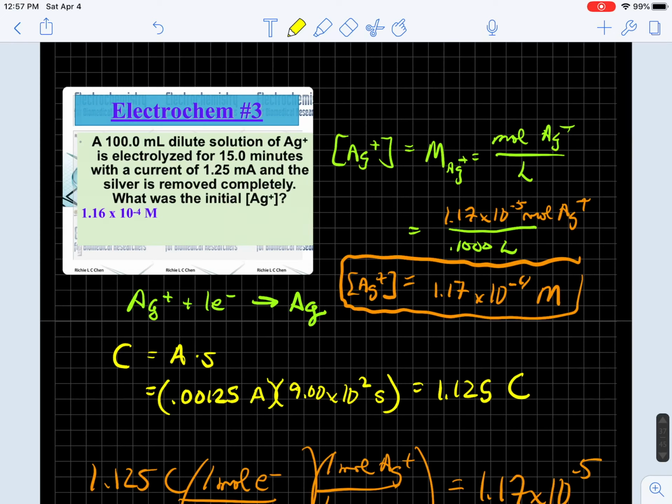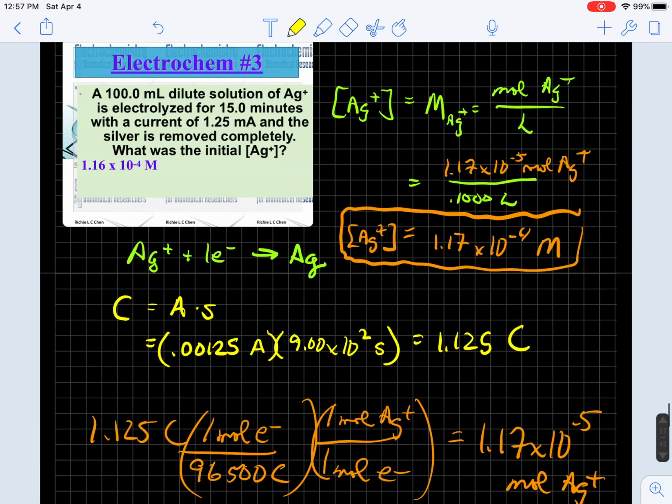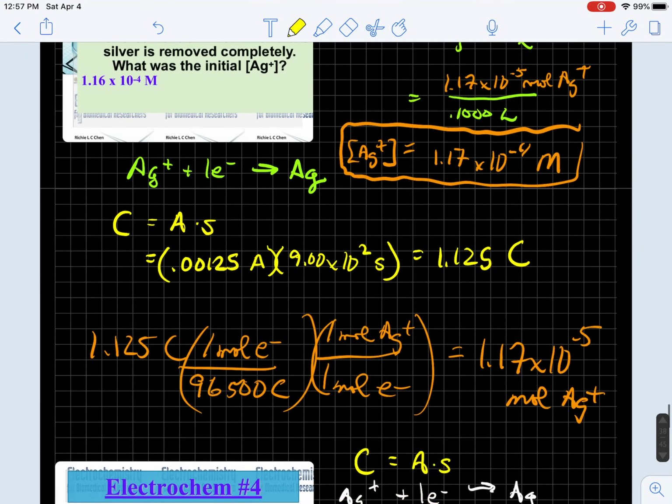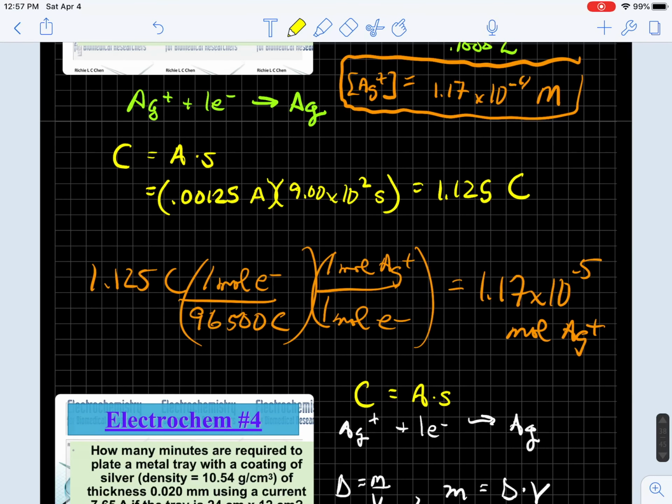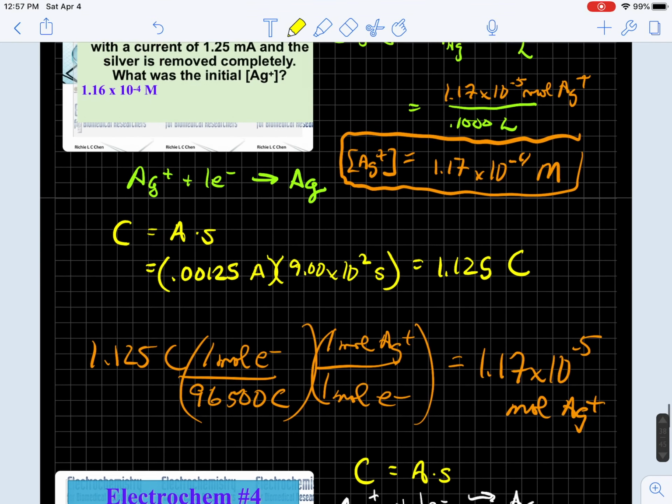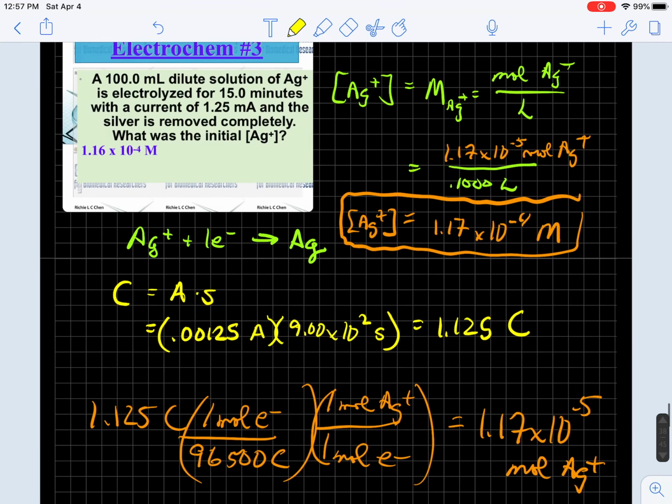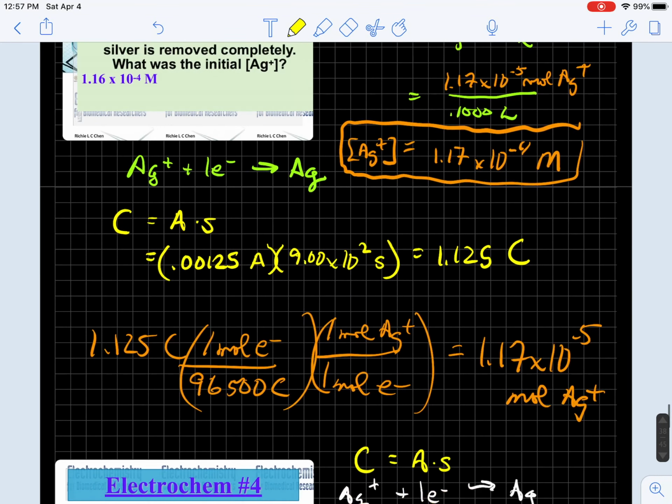Anyway, so I know when silver ions reduce to silver, you're going from a +1 charge, so 1 electron. They're giving me the amps. Well, they gave me milliamps, but I can convert that to amps. And they're giving me 15 minutes, which I convert to seconds. 15 times 60 is 900 seconds. So that gives me 1.125 coulombs of charge. And once I know the coulombs, again, I can do the stoichiometry. I can use Faraday's constant to convert to moles of electrons, and then from moles of electrons to moles of silver. Then I plug that back into molarity, moles of silver divided by 0.1 liters.